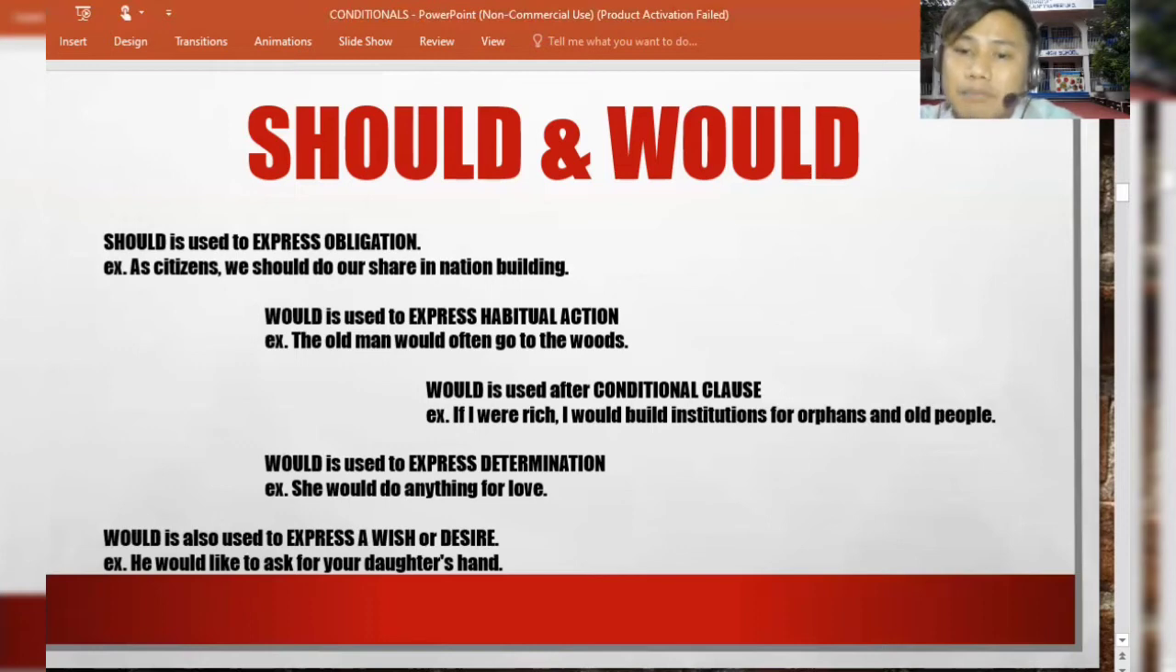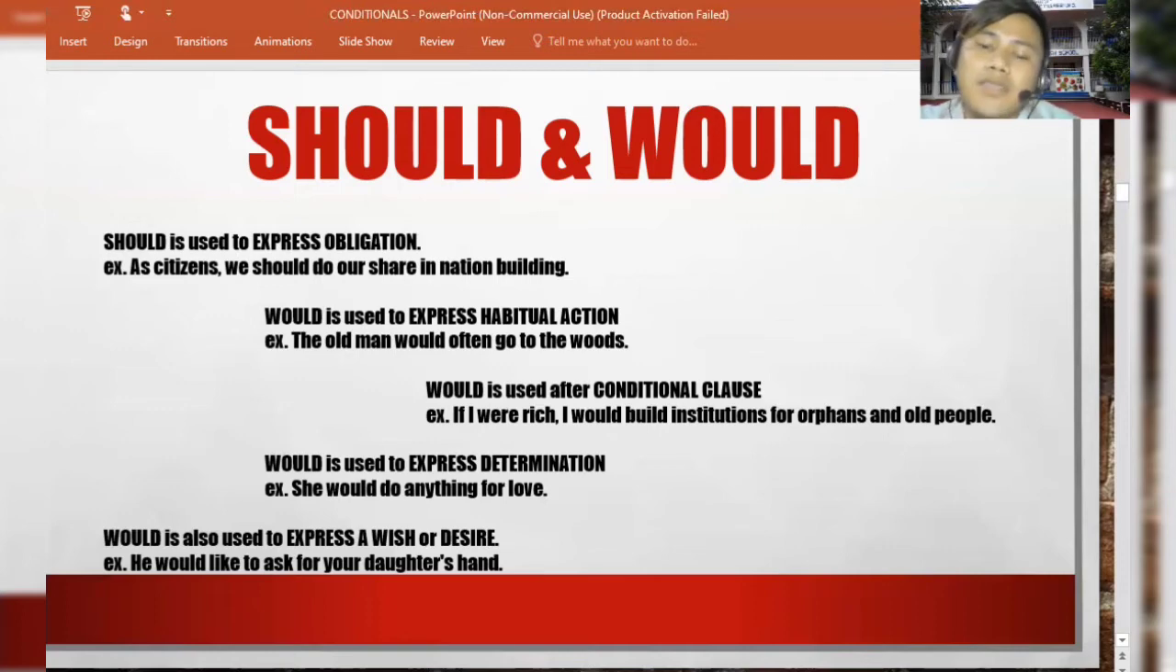So that's it. And next is would, which also expresses determination. If you want to achieve something, then you have to be determined. Just like our example here, she would do anything for love. This is very natural for someone who is in love, that he or she will do everything just to get the sweet yes of the person that they love the most.